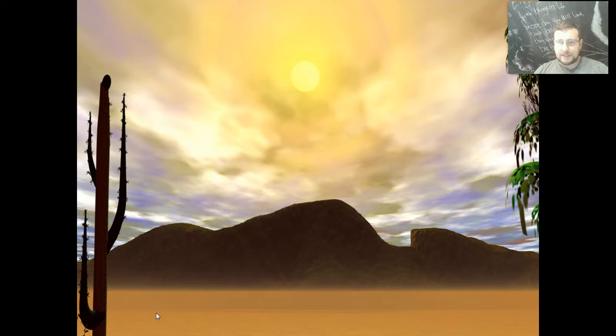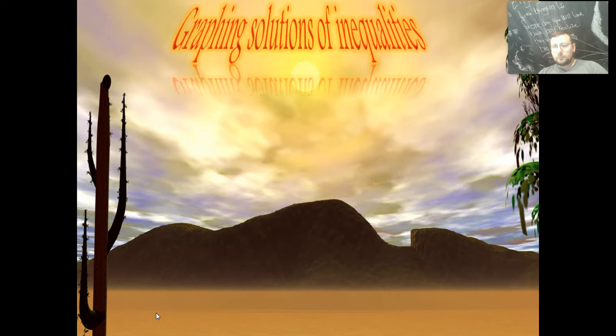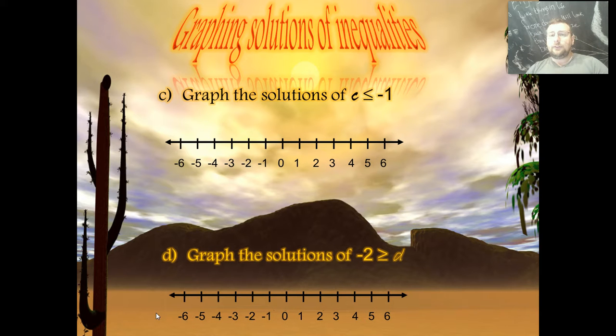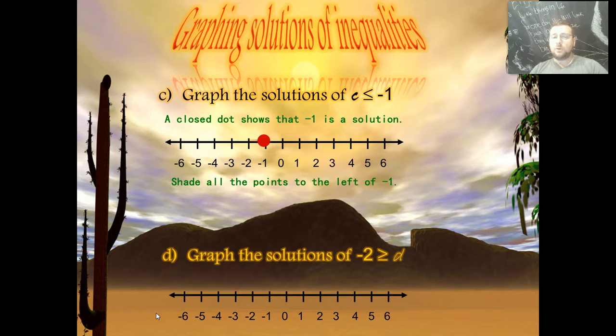So in this example, we're looking at c is smaller than or equal to negative 1. Now, this time we have the equal sign, which means we can include the negative 1. To show the negative 1 is included as a possible solution, this time we use a shaded dot, because a closed dot symbolizes that the number negative 1 is part of the solution. And we're once again looking for numbers smaller than that, and so we're going to go to the left and shade all the points to the left of negative 1 as part of our answer.